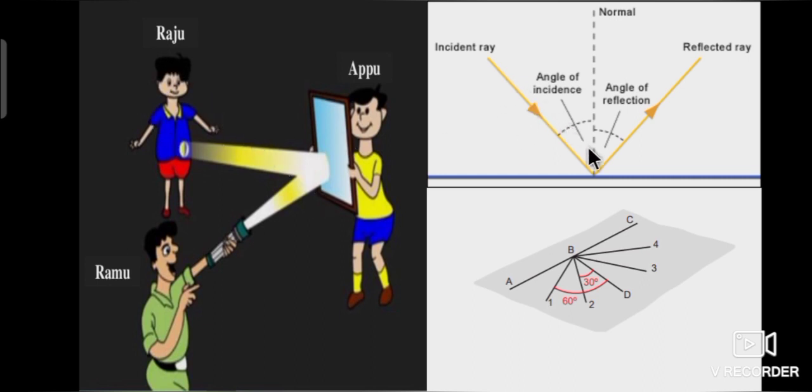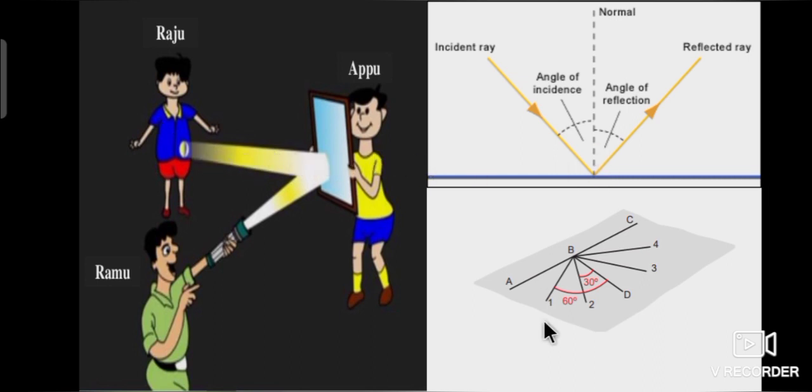The light that falls on the surface is called the incident ray. This is the incident ray. Light reflected is called the reflected ray. This is the reflected ray.